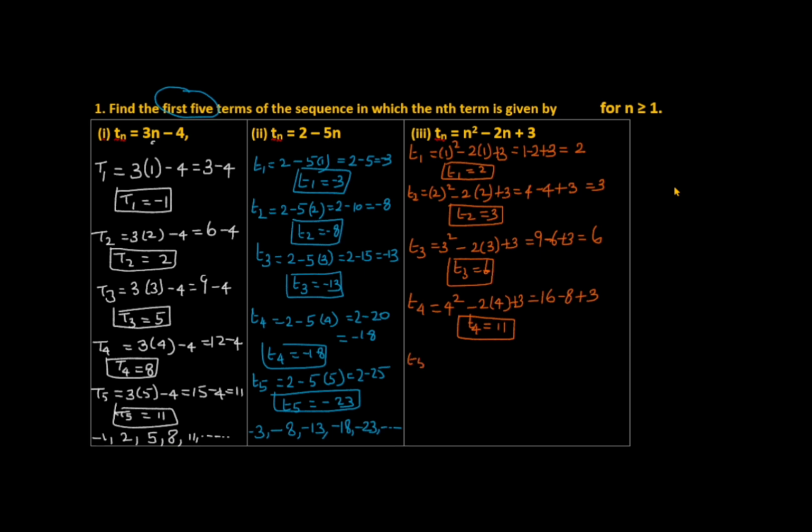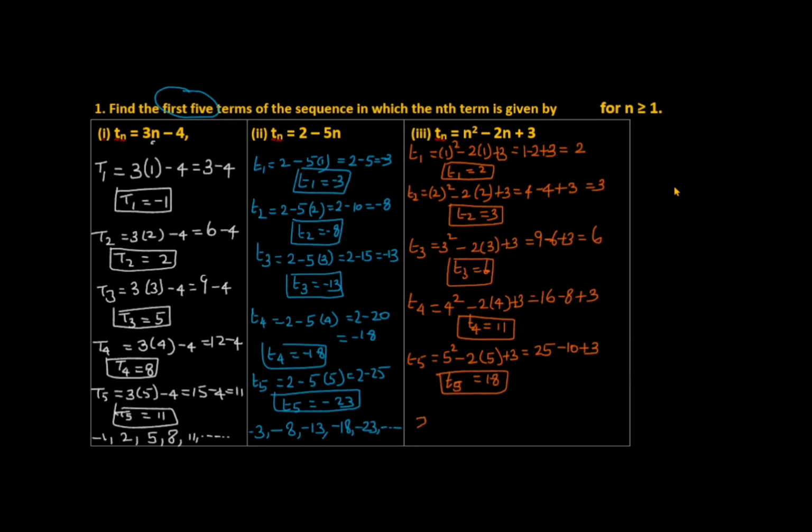Then T5. T5 is equal to 5 squared minus 2 into 5 plus 3. 25 minus 10 plus 3. 25 minus 10 is 15, plus 3 is 18. So the fifth term is 18.